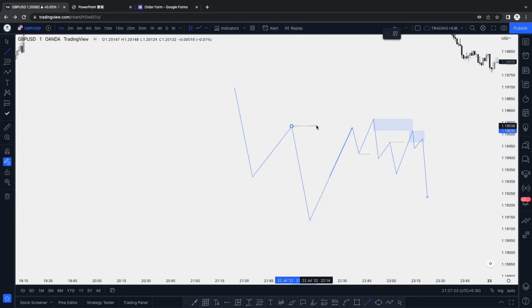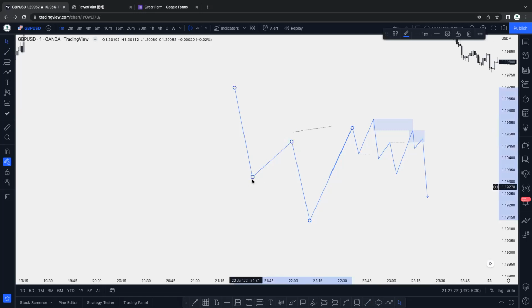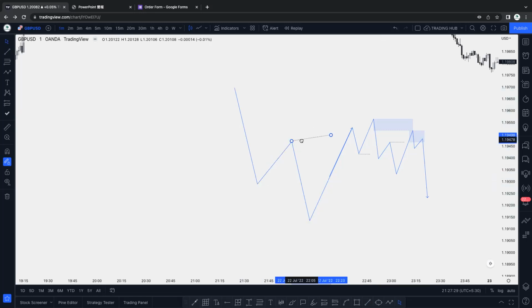Correct. So this one is our inducement. And after this inducement, price must close above it. So after closing above it, we can sell here. And this is our high probability entry.